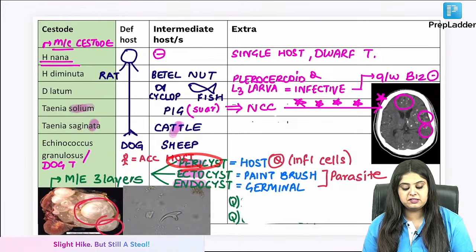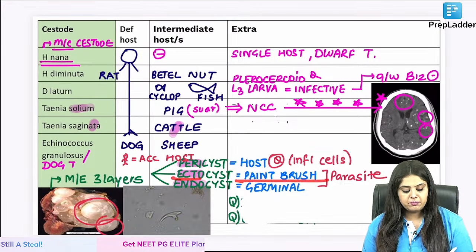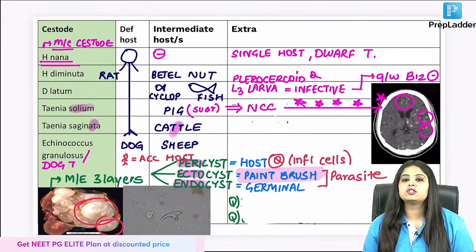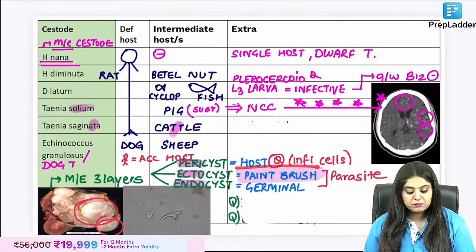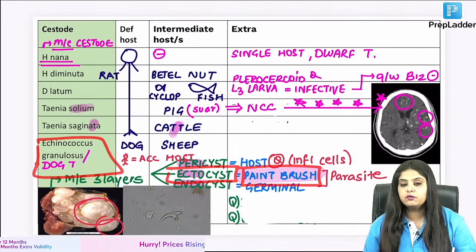We make the pericyst. So what is ecto? Ecto is going to have a paintbrush appearance. Their favorite question: there are 2 brush appearances which you are going to answer. If they say there is a paintbrush appearance, you say ectocyst of dog tapeworm.